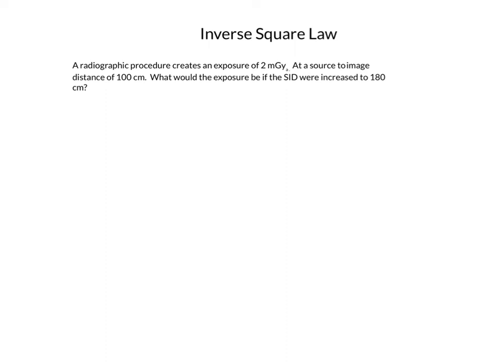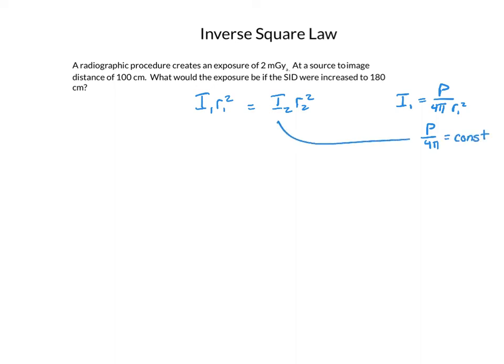Here's an example of using the inverse squared law. Again, the law as I would write it out would be I1 R1 squared equals I2 R2 squared. And that comes, as I might remind you, of I1 being equal to the power divided by 4 pi times R1 squared. So P over 4 pi equals a constant. And that's what leads to being able to equate the I1 R1 squared to I2 R2 squared.